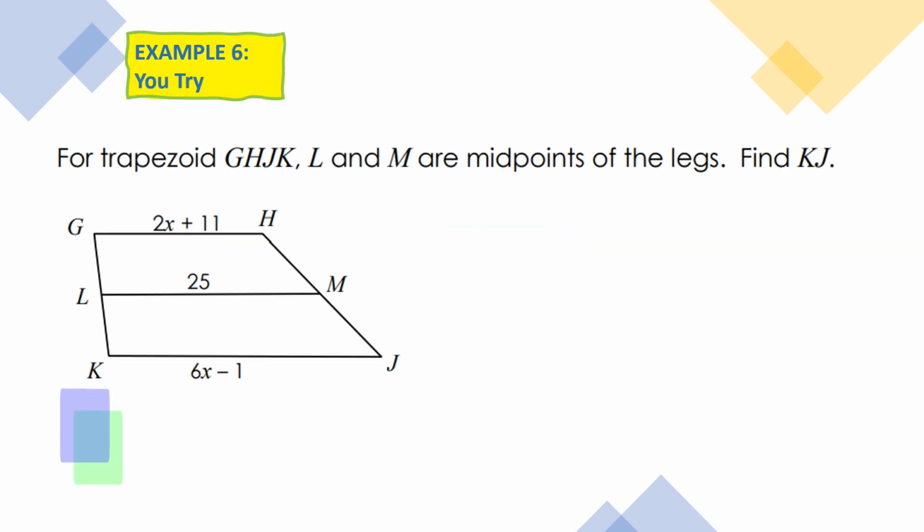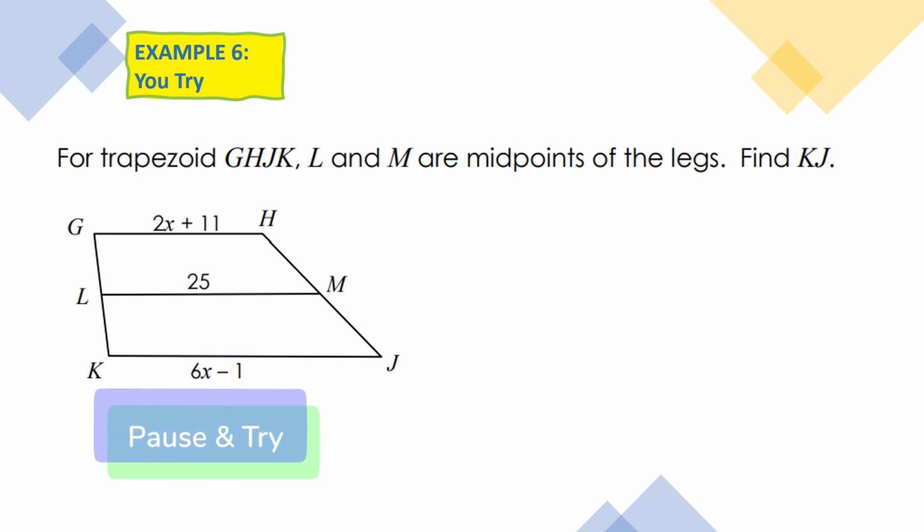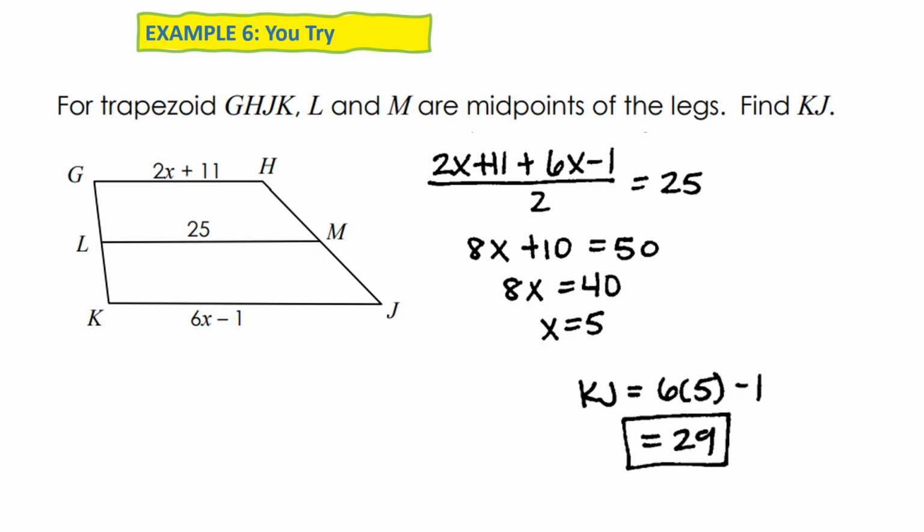So the last problem we have here, I would like for you to try on your own. So go ahead and pause the video and try this problem on your own. So you should have gotten that KJ is equal to 29. Hopefully you got it correct. If not, please pause the video and analyze the work here just a little bit more.